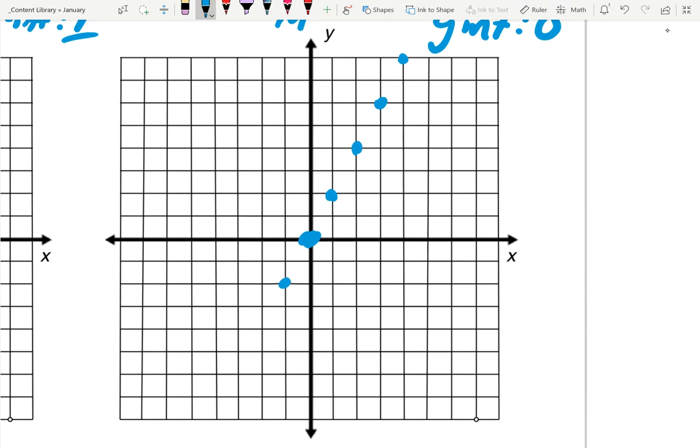So down 2, left 1 puts us here. Down 2, left 1 puts us here. Down 2, left 1 puts us here and here. So let me erase those. There we go. So that's our line. It has a y-intercept at 0, and it has a slope of rising 2 and running 1 every time. So draw our line. There it is.